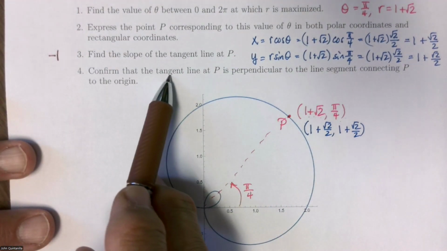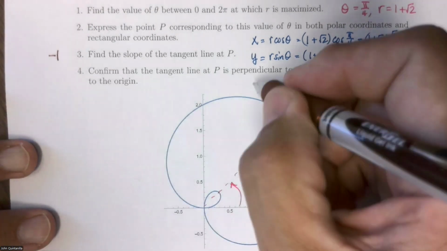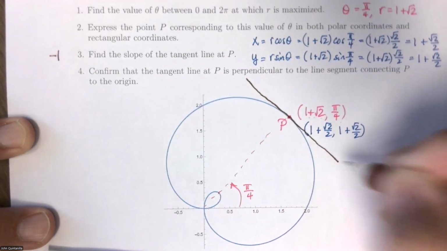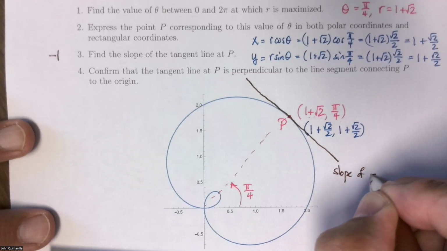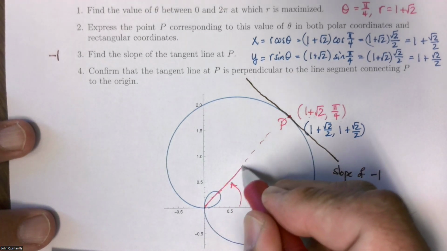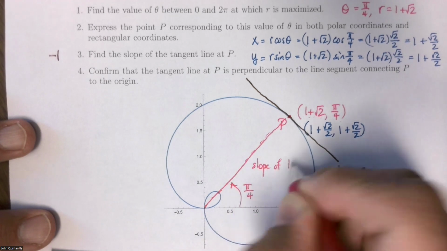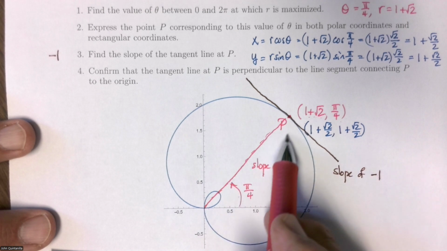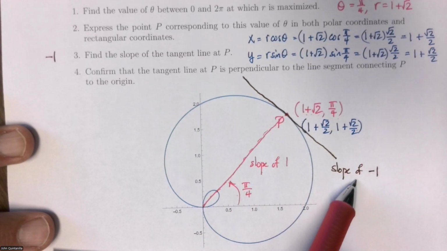Part 4, confirm that the tangent line at P is perpendicular to the line segment connecting P to the origin. So here's the tangent line, and this has slope of -1. Here in pink is this line segment connecting P to the origin, and the slope of this line is 1. The rise over the run is 1. Said another way, the tangent of π/4 is 1. So here I have a slope of 1 and I have a slope of -1.